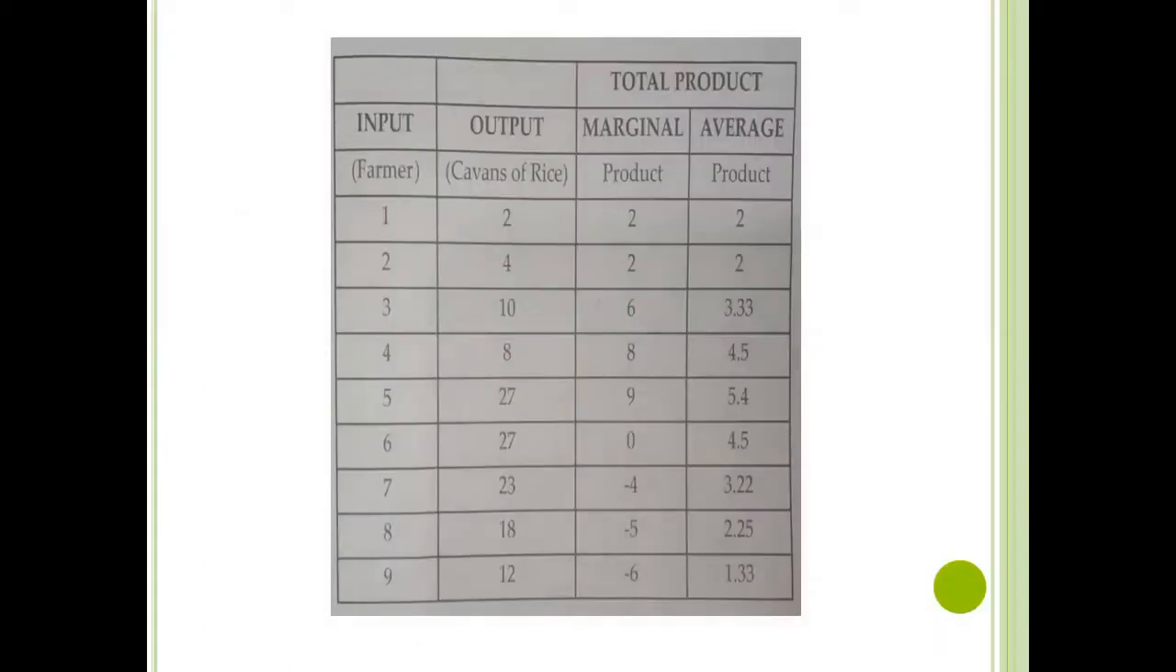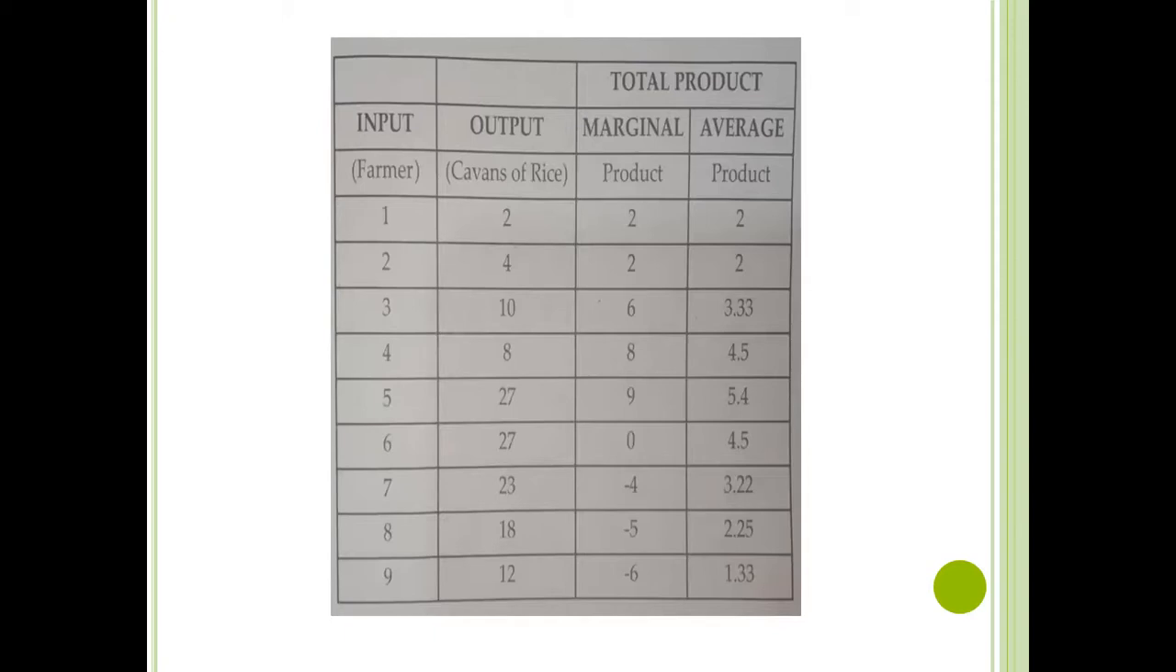So let's explain. For input and output, input is the farmer and output is the cavans of rice. So of course, if you have one farmer, the one farmer only produces 2 cavans of rice. If you have 2 farmers, of course, it will produce 4 cavans of rice. So on and so forth.